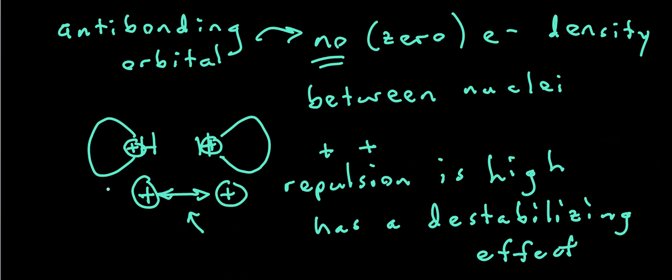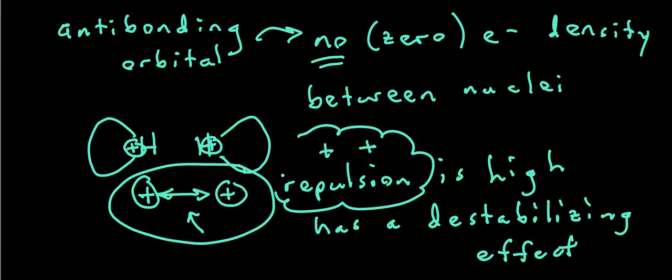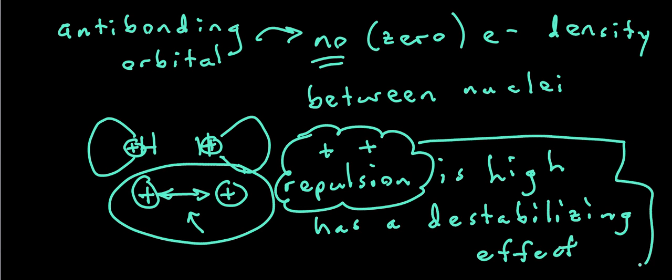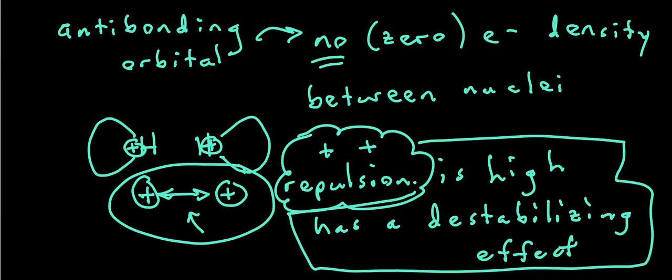What we have then is, with the positives of the two nuclei not being shielded from one another, a lot of positive repulsion between the two nuclei. Because this is high, we end up getting a destabilizing effect on the bond. In other words, it's at a much higher energy than the bonding orbital is.